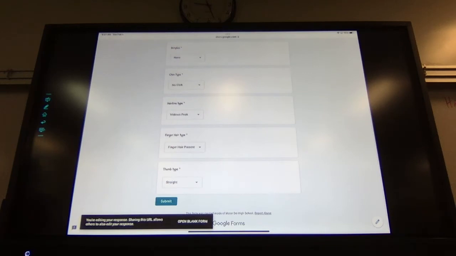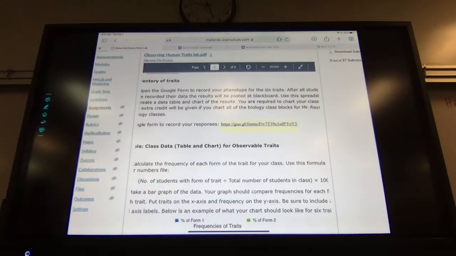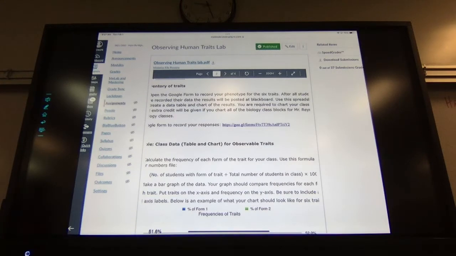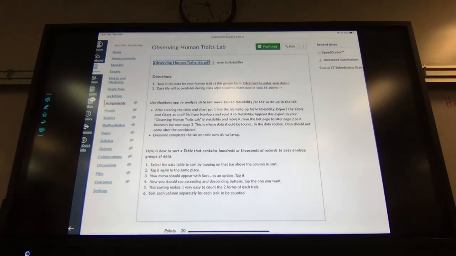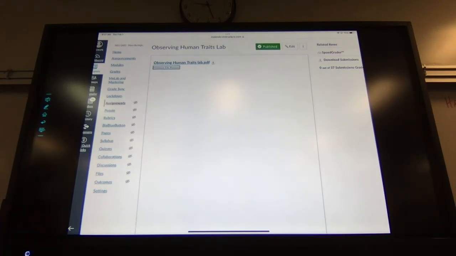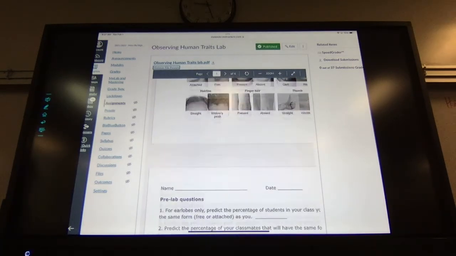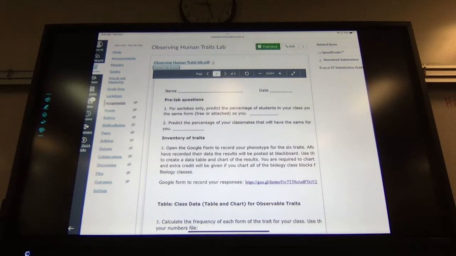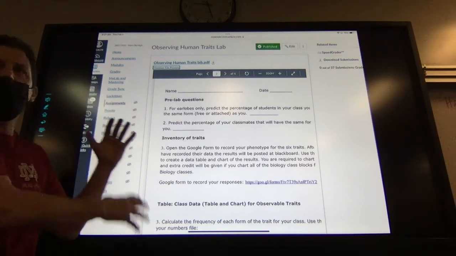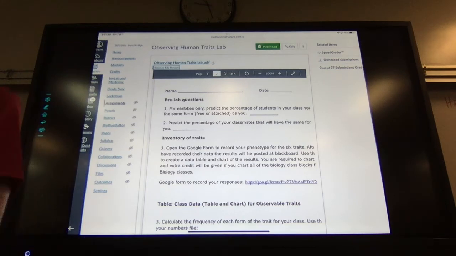I have a straight hairline. Straight. While you're waiting for me, go ahead and answer the first two pre-lab questions. And then look over the rest of the lab, and then we're going to come together and work on it together.